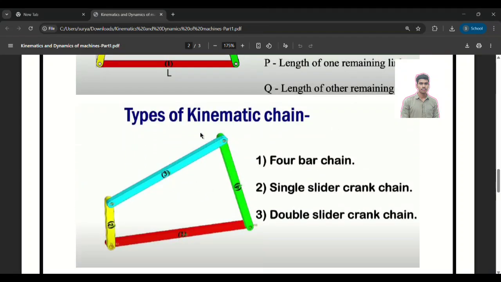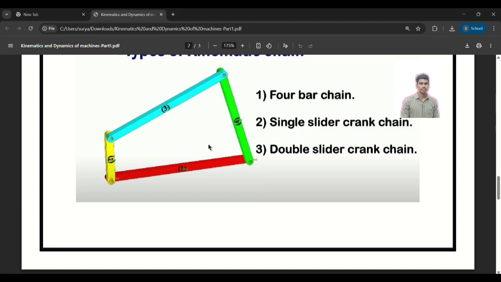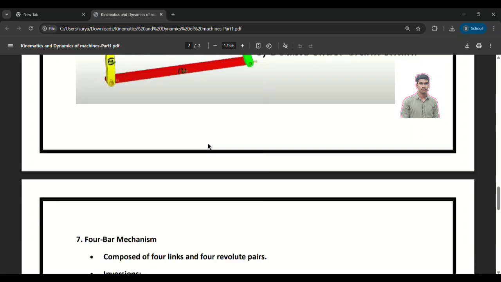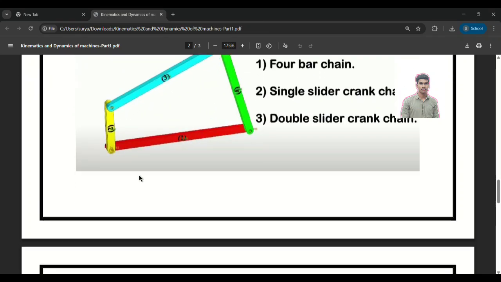And then we are going to see the types of kinematic chain. The whole structure is a kinematic chain which is connected with joints. This part is a joint, as you can see over here. This point is a joint, this is a link, and this overall structure is a kinematic chain. It has three types: 4-bar chain, single slider crank chain, and double slider crank chain. These three play a crucial role, but in this video we are mainly focused on the 4-bar chain. In the 4-bar mechanism there will be 4 links, as you know already. Here these are the 4 links.